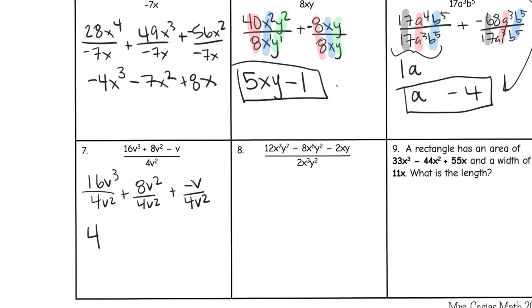And v cubed divided by v squared will be 3 minus 2, which will give me v to the 1, which I won't write because it doesn't change the value. All right, my next term, 8 divided by 4 is positive 2. And v squared divided by v squared, 2 minus 2 will be 0, so that would be v to the 0, which is just 1, so I don't have to write that.